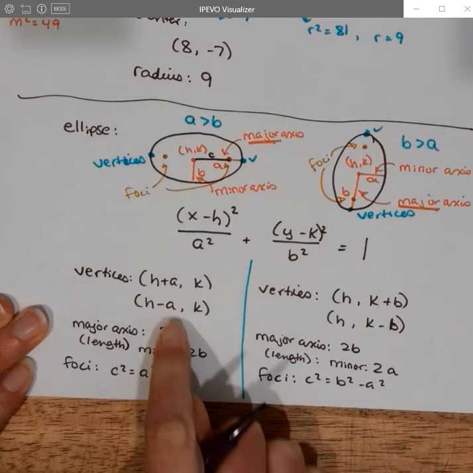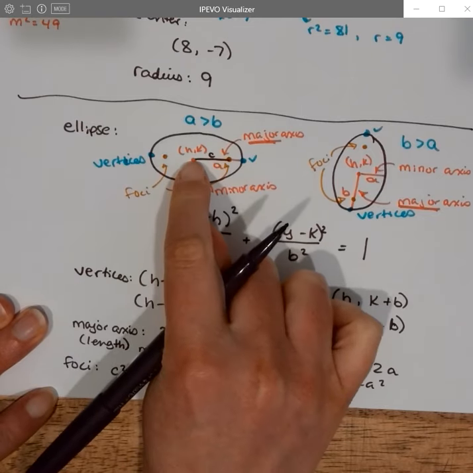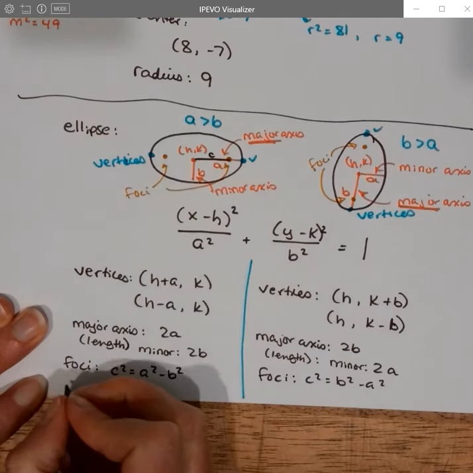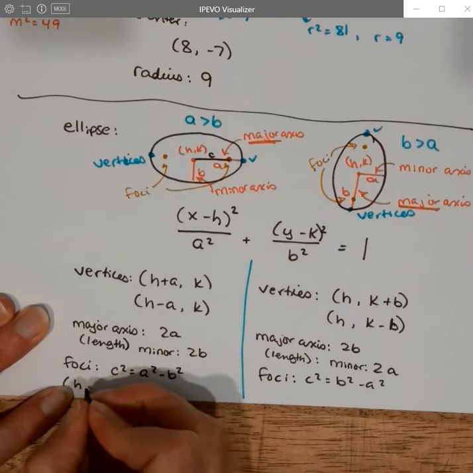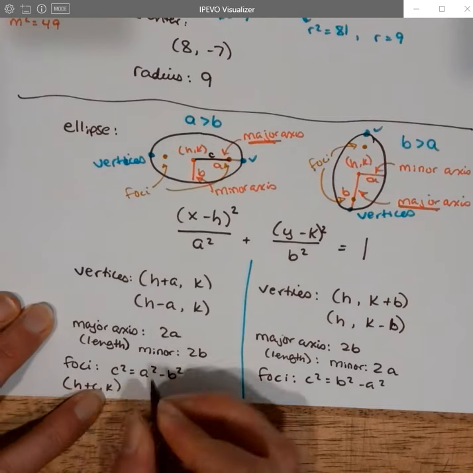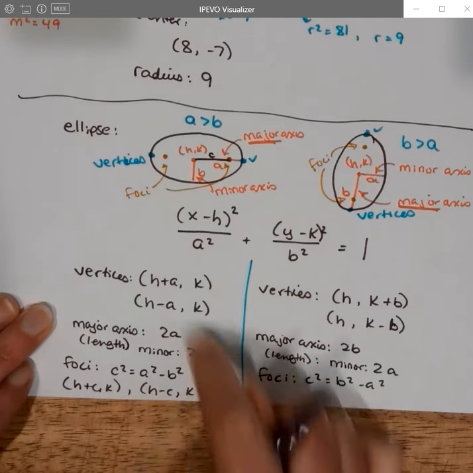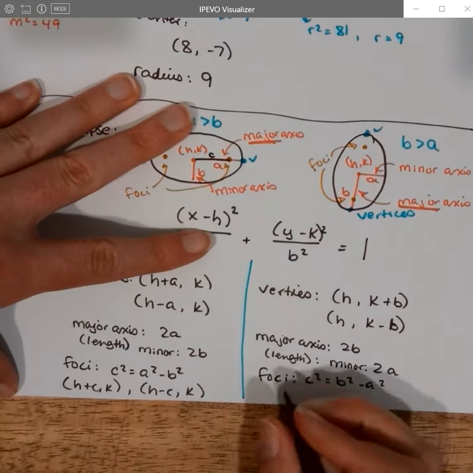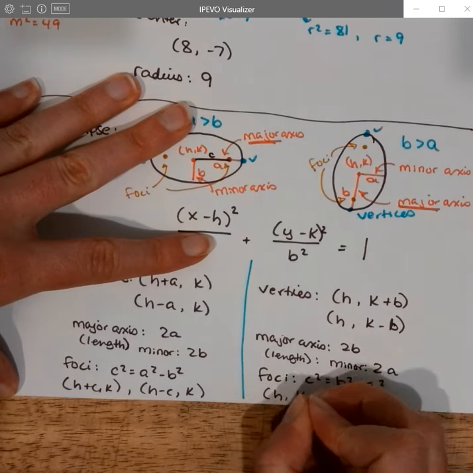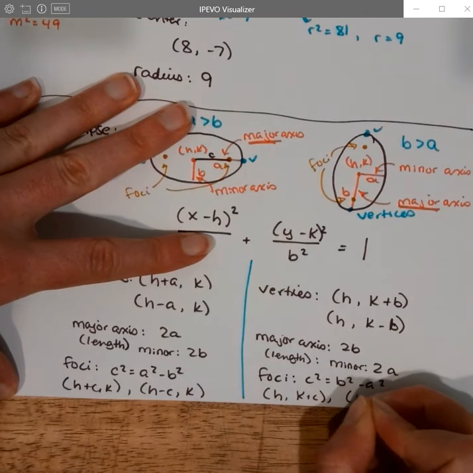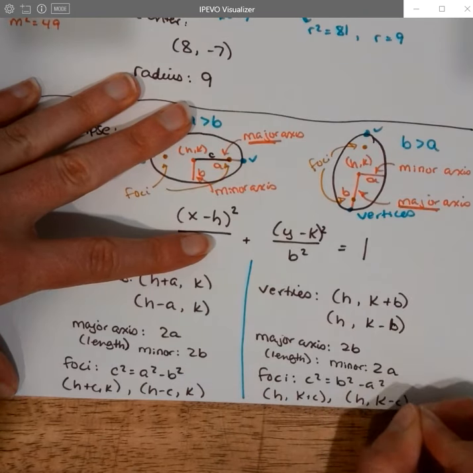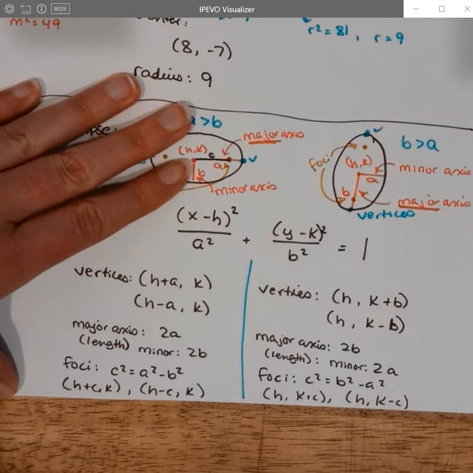And so the foci are just points, and you're going to go h plus c, h minus c. So your foci are going to be at h plus c comma k, and h minus c comma k. It's just like the vertices, but we're adding c instead of a. And they're going to be at h comma k plus c and h comma k minus c if your foci are along the vertical axis.